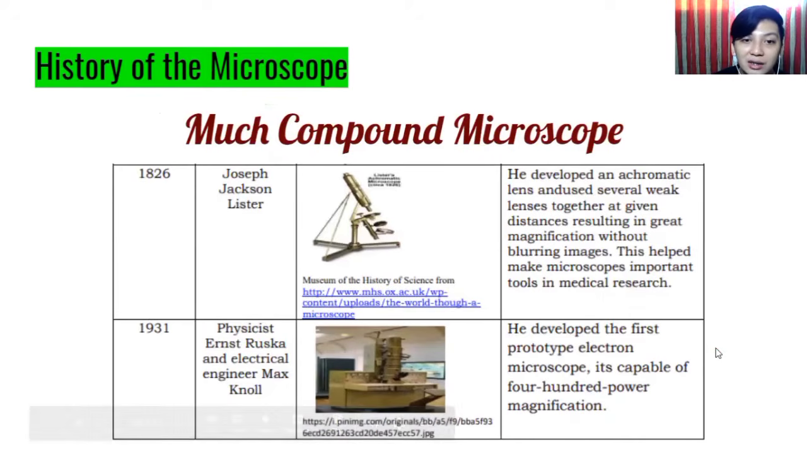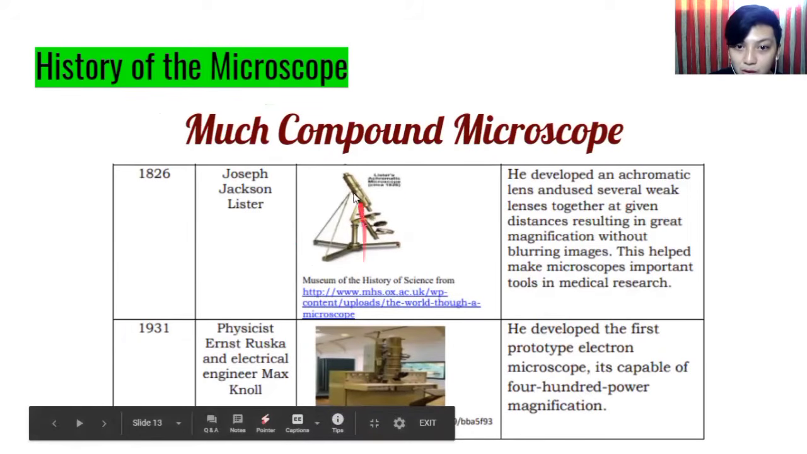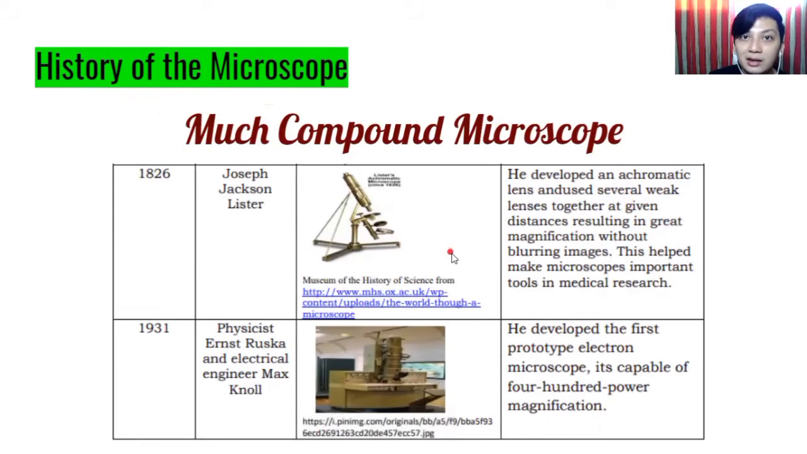Then during 1826, the inventor was Joseph Jackson Lister, and this is what it looks like. I want you to remember the picture, and it is displayed in the Museum of the History of Science. Okay, he developed an achromatic lens and combined several weak lenses together at a given distance, resulting in a great magnification without blurring images. So makikita mo agad ng malinaw.